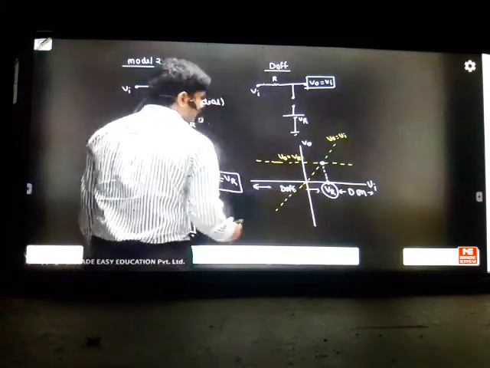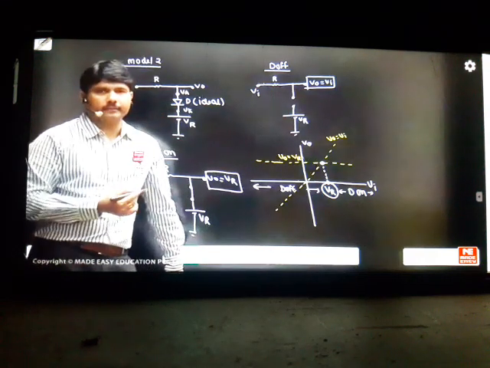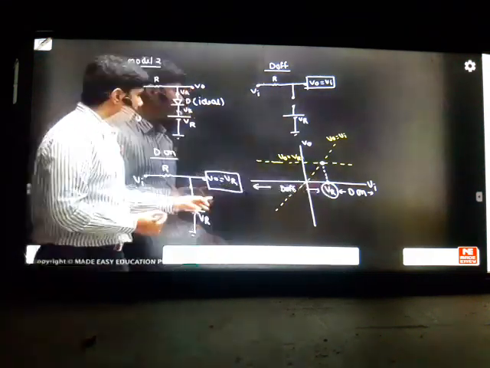First you write these points. Seeing the diode model, we can understand: anode is greater than cathode, diode will be on. Anode is less than cathode, diode will be off. When the diode is on, I think this is the answer you have to write.